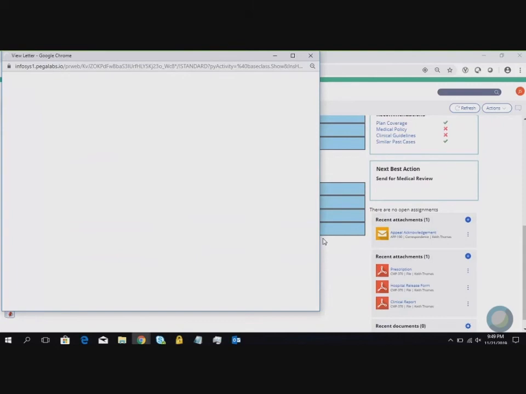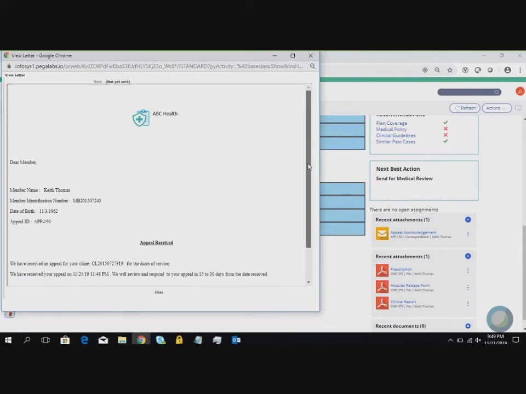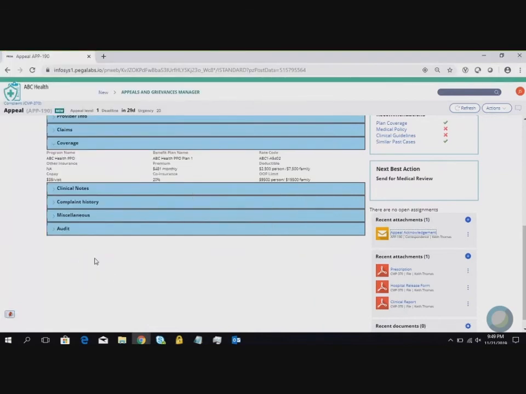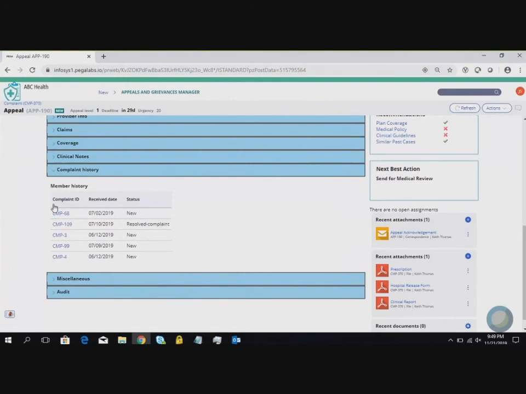So what we are giving them is constant status updates, communication to the member, Keith, in this time, saying we have received your appeal, we are processing it, and we'll get back to you.